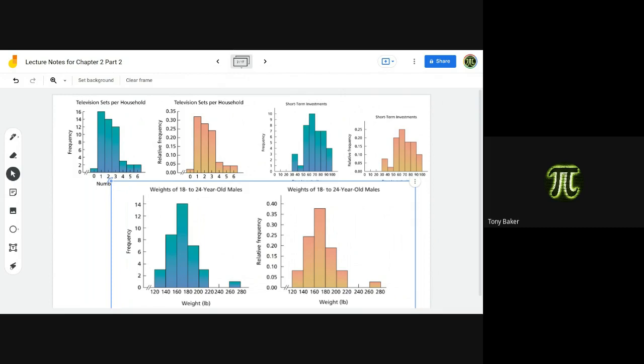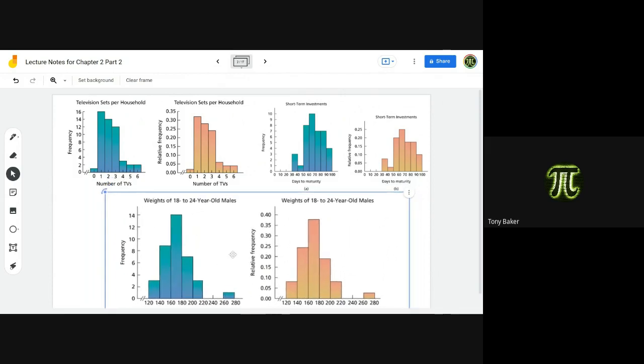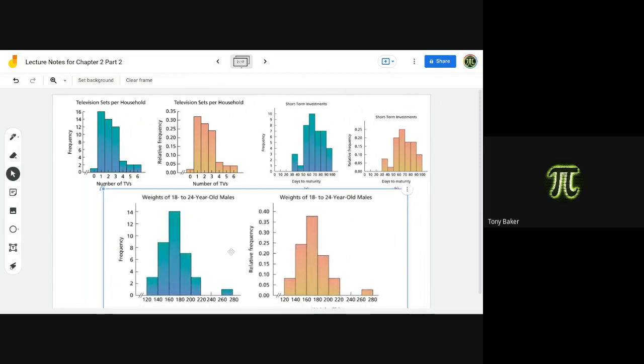There's a reason for it, and we'll talk about why and how that can also impact viewpoints. Okay. All right, so those are histograms. Does everybody understand the big difference between a histogram and a bar chart? Because those two are confused all the time.